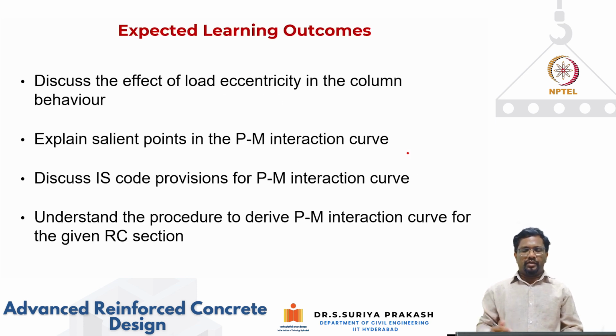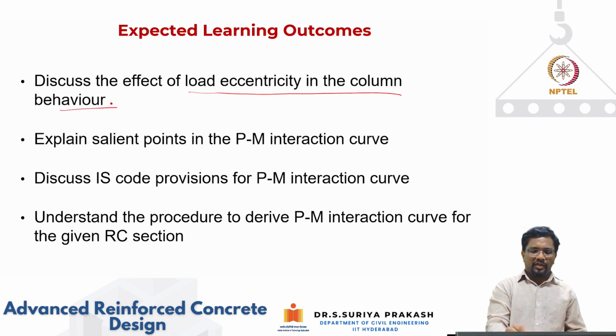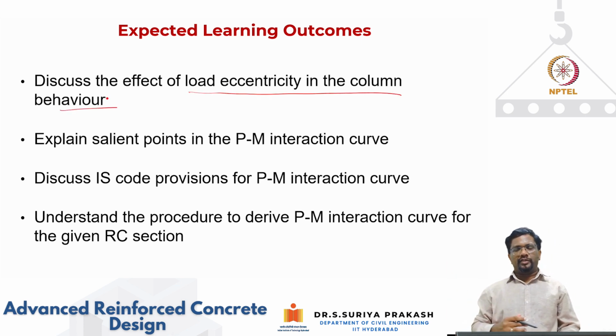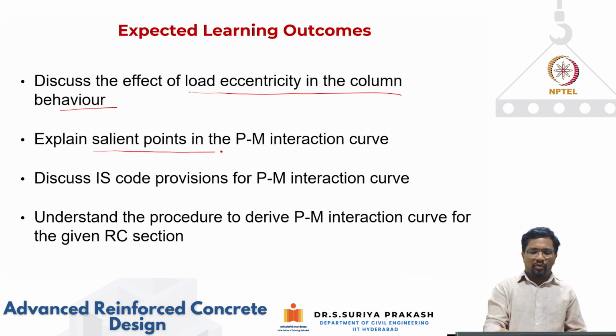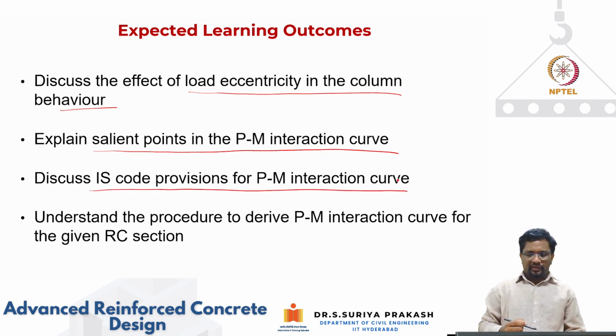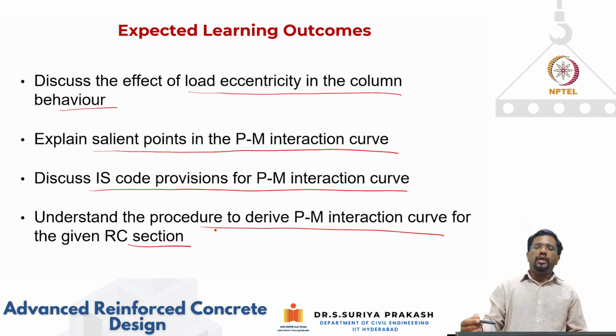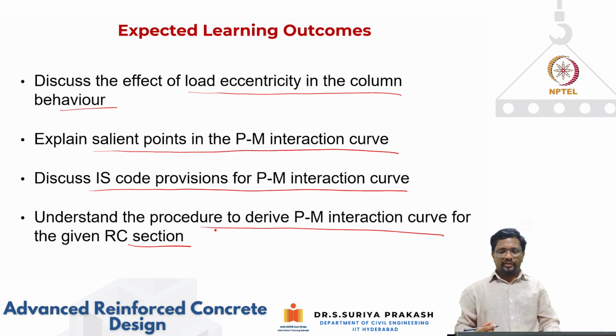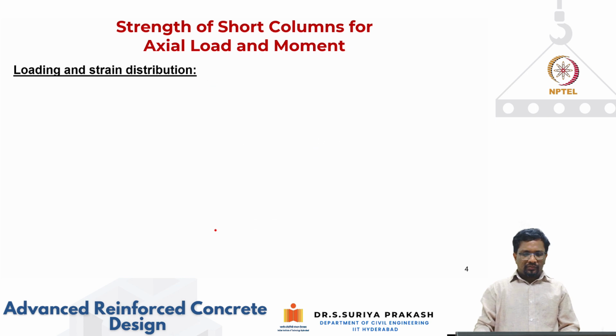The expected learning outcomes: the student should be able to understand and discuss the effect of load eccentricity on column behavior. When the axial compression is applied at different eccentricities, how is it going to behave? And explain the salient points in the axial compression bending interaction curve. We'll talk about what that is, and then discuss the IS code provisions listed to derive the PM interaction curves. We will also understand the procedure, and solve one example of how to derive the axial compression bending interaction curve for RC sections. All right.